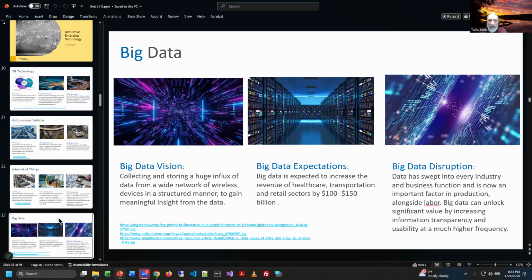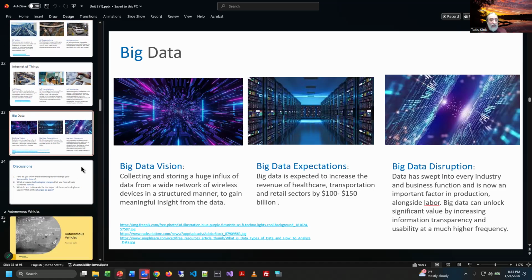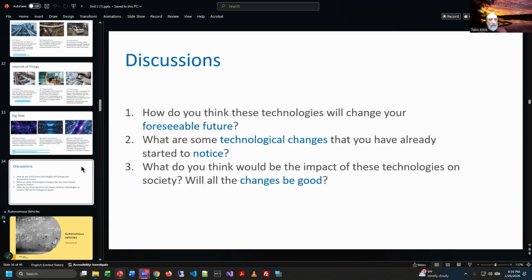It says here, big data is expected to increase the revenue of healthcare, transportation, and retail sectors by up to $150 billion because they can store the information that they weren't able to store before. It is a huge factor, though. It is very expensive ultimately, but it will have a big impact on society for sure.